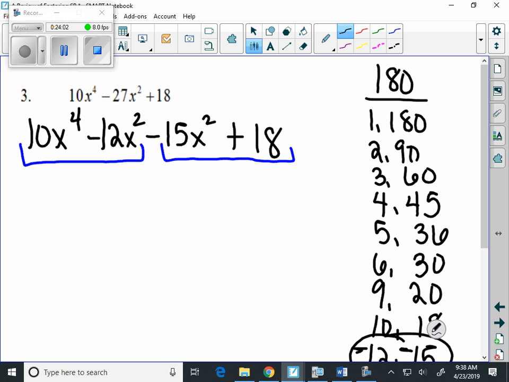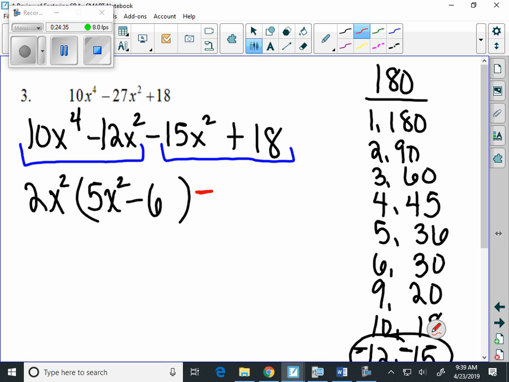Our greatest common factor in the first group between 10 and 12 is 2. Between x to the 4th and x squared, it's the lowest exponent, which is x squared. 10 divided by 2 is 5. X to the 4th divided by x squared is x squared. We had 4 x's, we took out 2. 12 divided by 2 is 6. X squared divided by x squared is 1. We had 2 x's, we took them out. We don't need to write it down again. Be careful. There's a minus there. I want to stress that one last time.